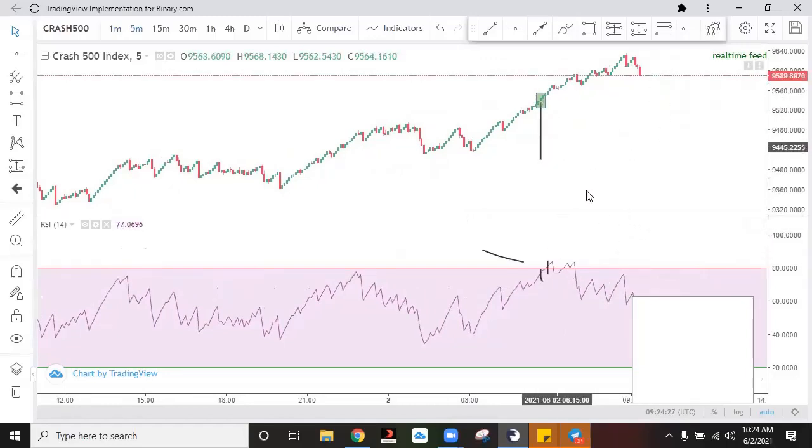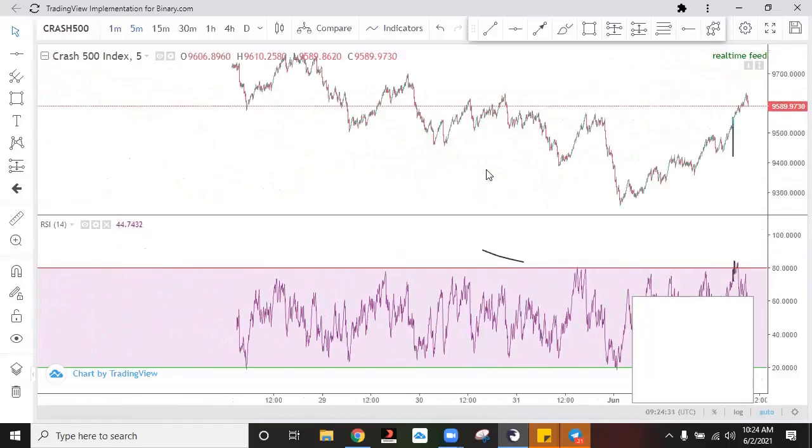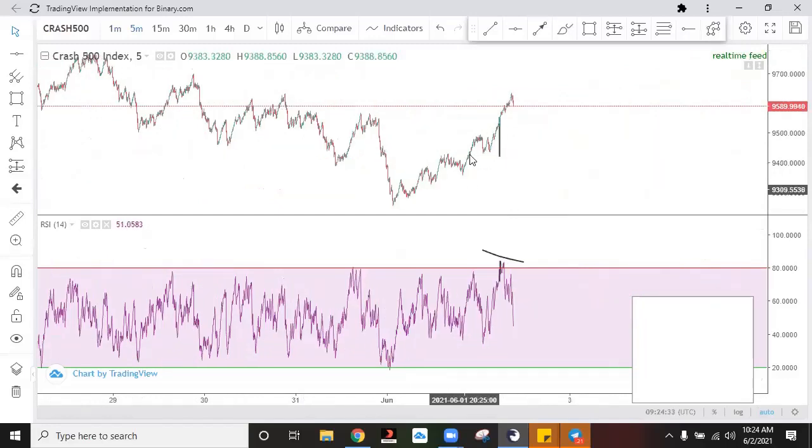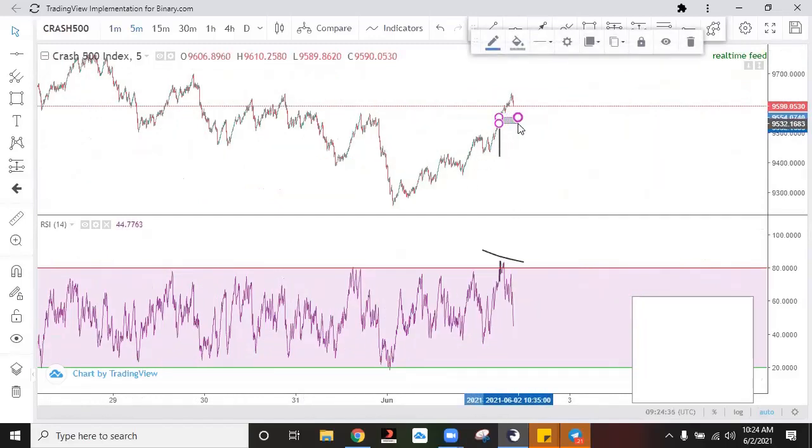And then in my 5 minute time frame, you want to zoom in like this. Okay. This is where the entry is. Don't forget.